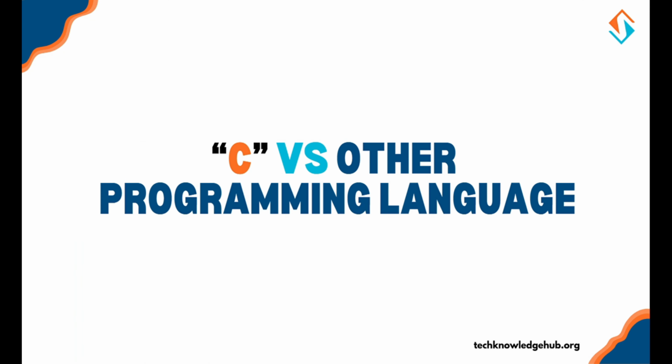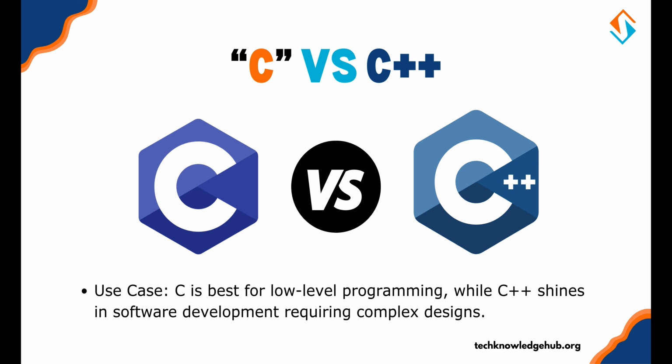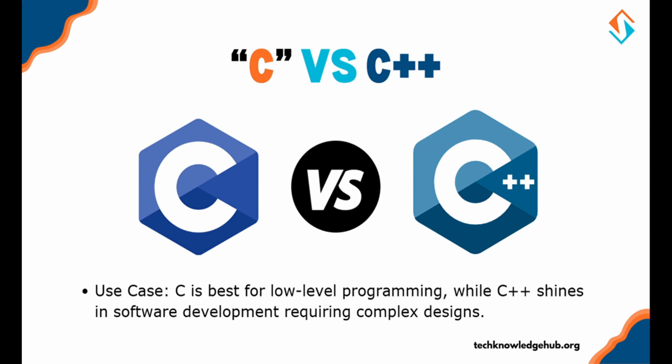C versus other programming languages. Now let's compare C with some other popular programming languages to understand its unique strengths. C versus C++. C++ is an extension of C with added object-oriented programming features. While C focuses on procedural programming, C++ allows you to think in terms of objects and classes. Use case: C is best for low-level programming, while C++ shines in software development requiring complex designs.